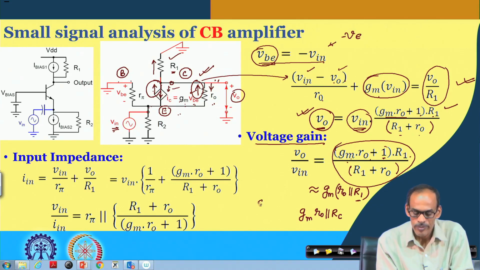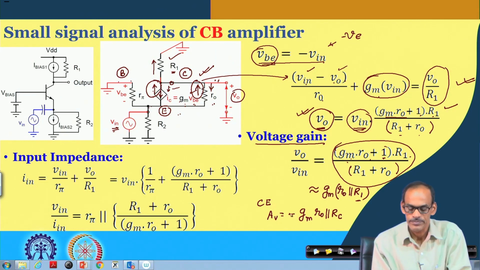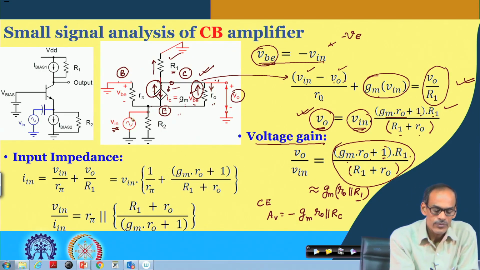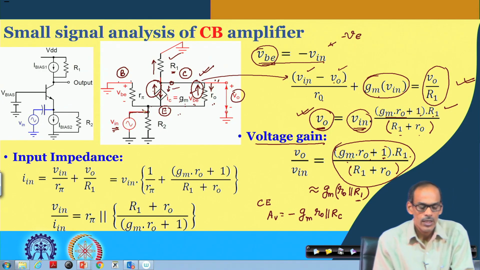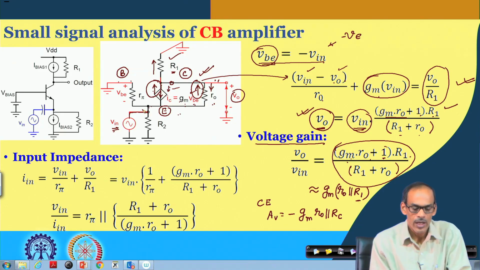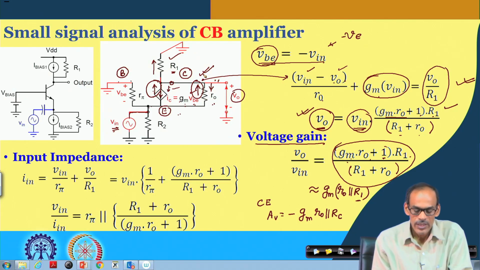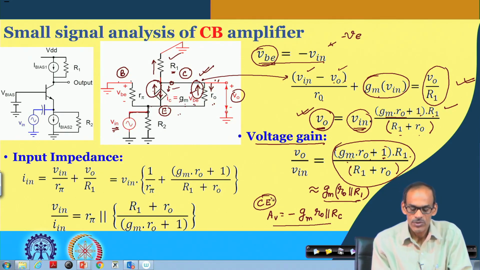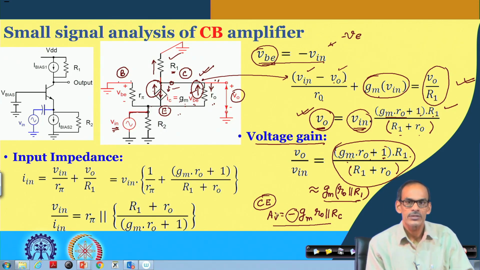So, for common emitter amplifier, the voltage gain was G m times this one, but of course with a minus sign. So, that is the difference. We can say that if we can successfully feed the signal at the emitter in the voltage form, and observe the corresponding output at the collector in the voltage form, then the gain of the circuit is the same as the gain we get from common emitter, except of course for this minus sign, which means that here input and output are in the same phase.